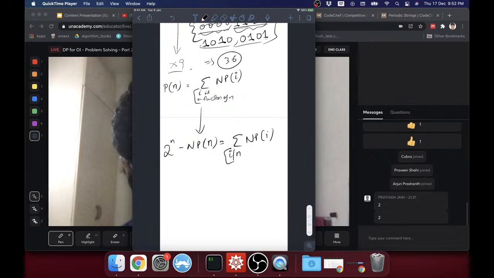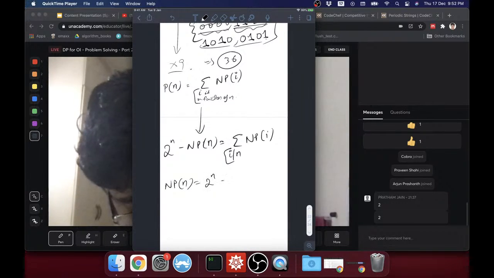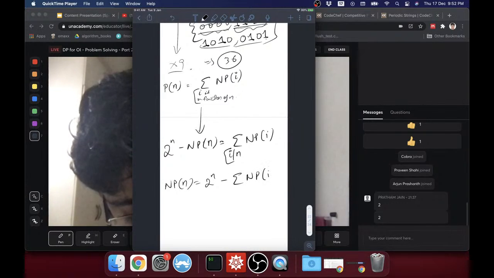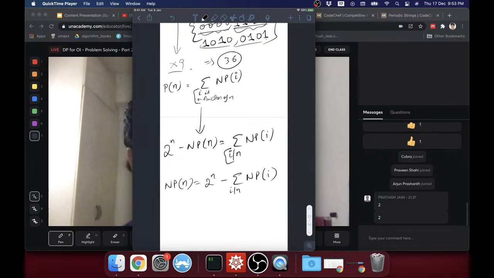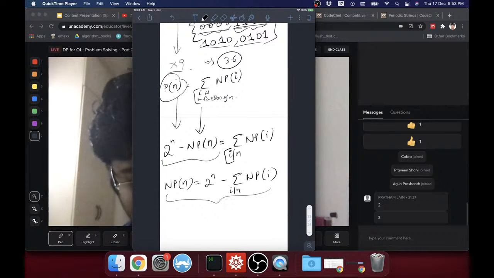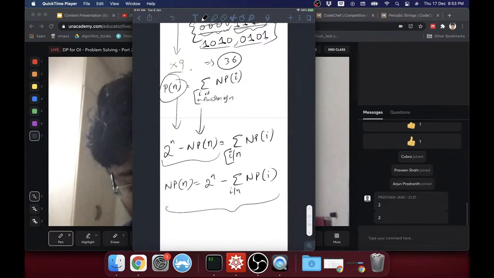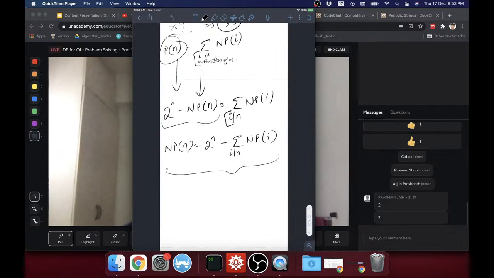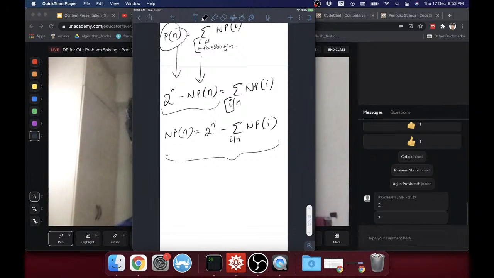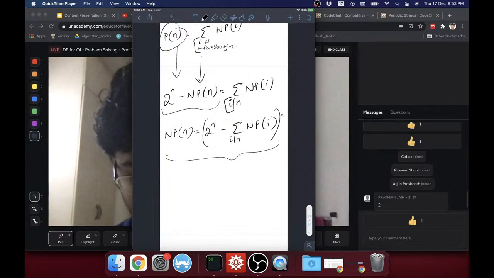Which means n times NP of n is equal to 2 to the n minus the summation of I times NP of I over I a factor of n, excluding n. I just did some algebra, I just moved around things. I wrote this like this, we already know this, and I got a recurrence like this. That's it. That's the recurrence for this question. Okay, and this is being done under the modulo m. Keep that in mind.